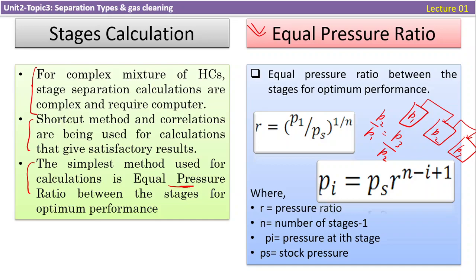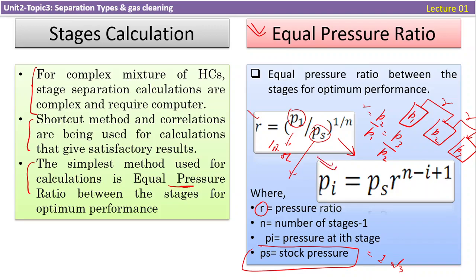That gives the idea that we assume the pressure reduction ratio is equal in each stage. Suppose that ratio is R, the pressure ratio between these two values. Then we can find the pressure ratio as R equals P1 upon PS to the power 1 upon N, where R is the pressure ratio, P1 is the first stage pressure, PS is the stock tank pressure, that is the last stage, which is 1 atmospheric pressure. If you rearrange this formula to find the pressure at any stage, Pi is equal to PS times R to the power n minus i plus 1.